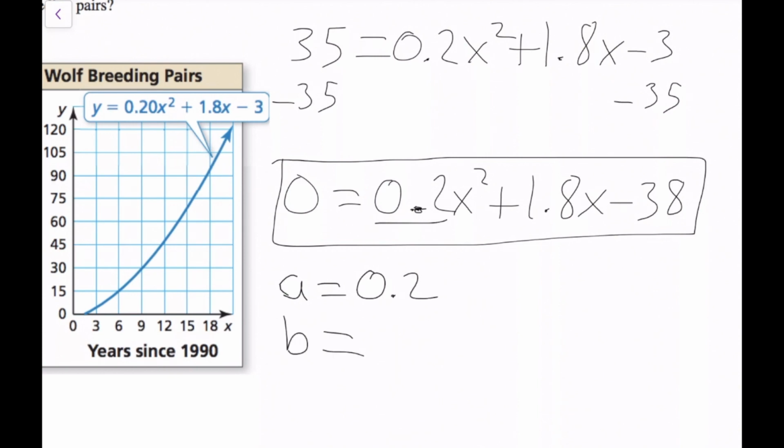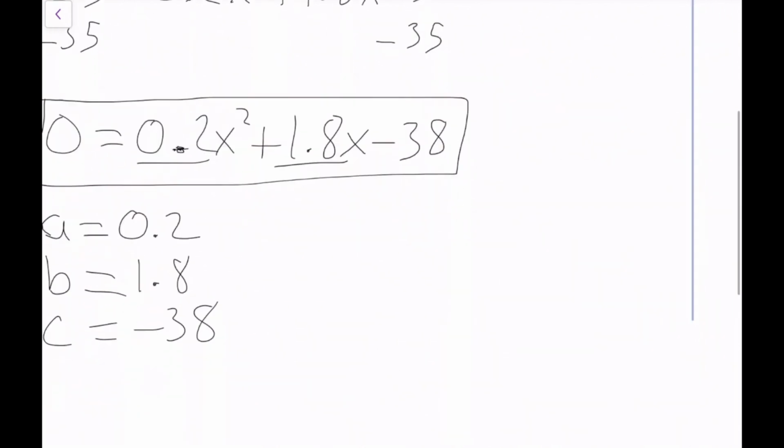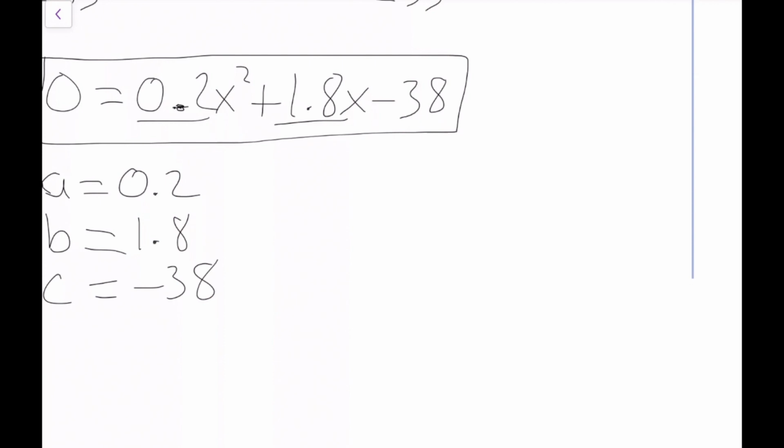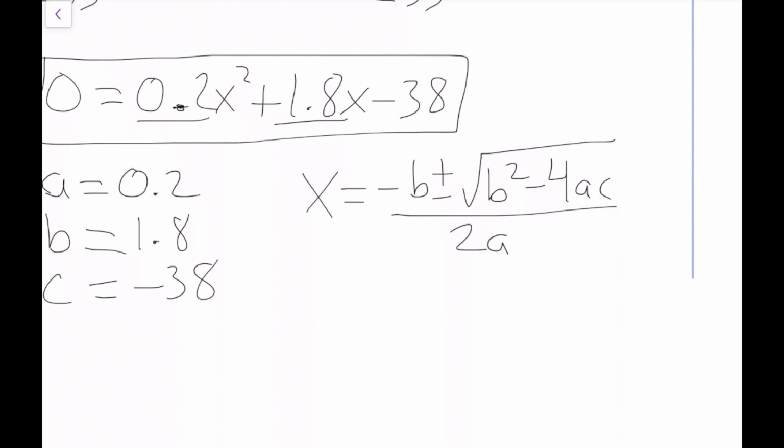b is the coefficient of the x term, which is 1.8. And c is the constant, which is negative 38. So now I'm going to rewrite my quadratic formula in the general form. I suggest writing it in the general form before every problem that you use, because it'll help you remember it. So we have x equals negative b plus or minus the square root of b squared minus 4ac, all over 2a.